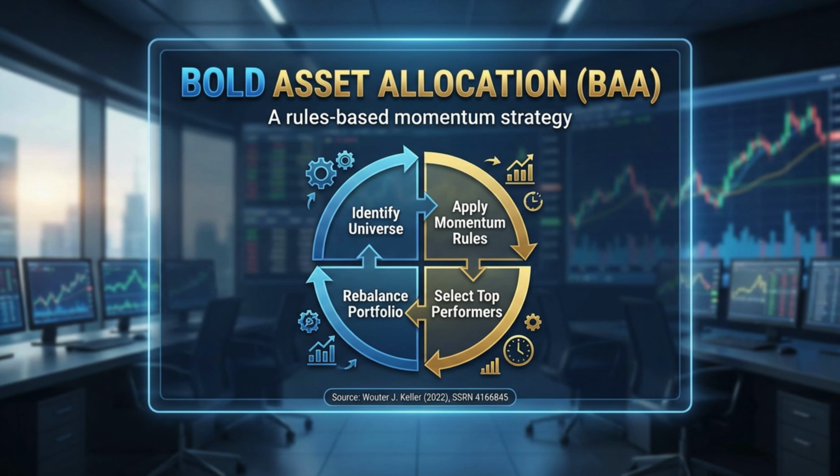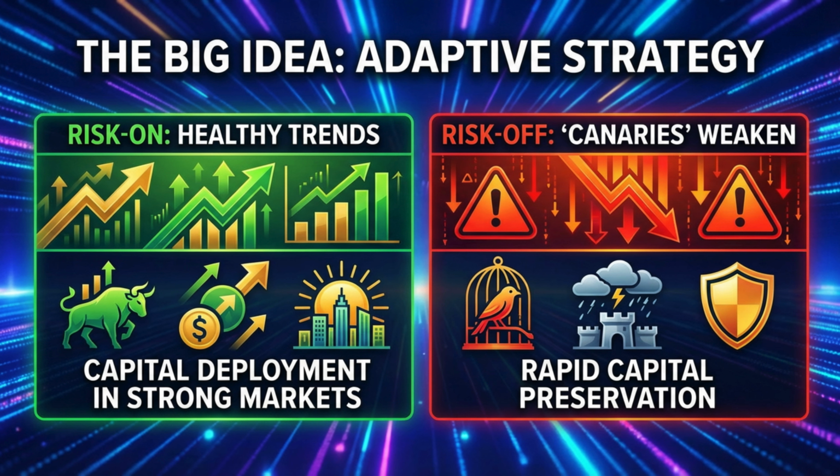This video summarizes the Bold Asset Allocation strategy, also called BAA, developed by Wouter J. Keller. It's a simple, rules-based approach that combines relative momentum for picking what to buy with fast crash protection for deciding when to step back. BAA is designed to be offensive when markets are behaving well, but to shift defensively as soon as warning signals appear. The key twist is the Canary universe, a small set of assets that act like an early warning system. If even one of them turns negative, BAA moves into defensive mode.